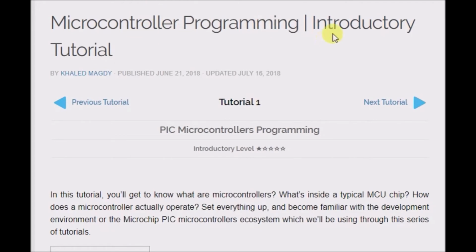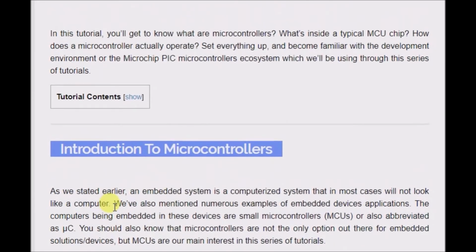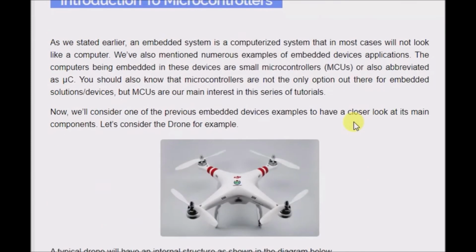Microcontroller Programming Introductory Tutorial. In this tutorial, you'll get to know what microcontrollers are, what's inside a typical MCU chip, how a microcontroller actually operates, set everything up and become familiar with the development environment of the Microchip PIC microcontrollers ecosystem, which we'll be using through this series of tutorials.